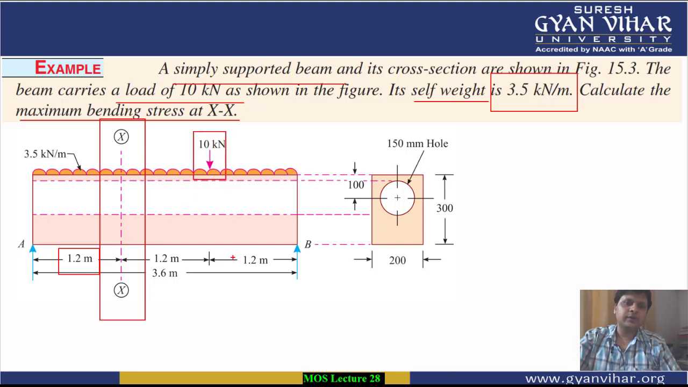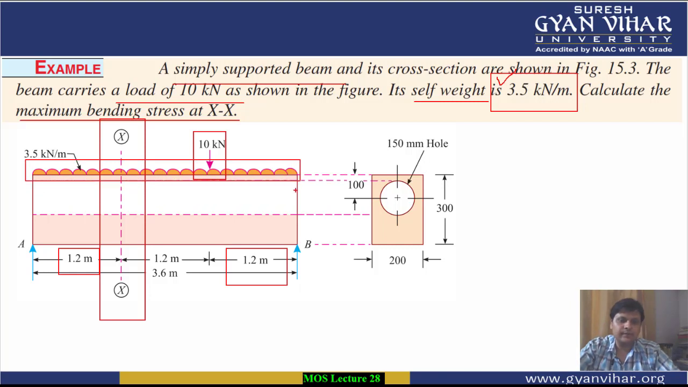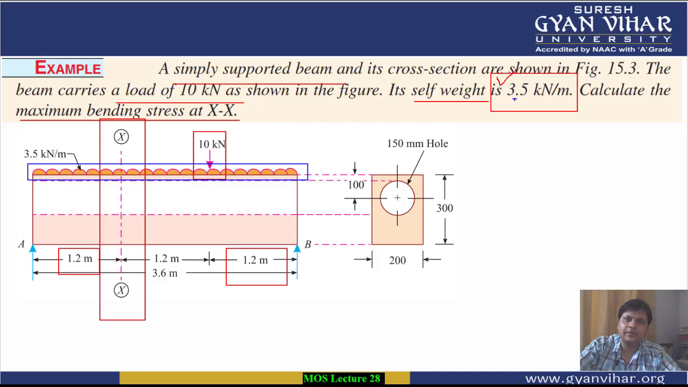The load which is acting is a 10 kilonewton load, and it is acting at 1.2 meter from support B, as given. And the self weight of the whole beam is 3.5 kilonewton per meter. This also has to be considered. Always the self weight of the beam is taken as a UDL, students. This you should keep in mind. So the UDL is 3.5 kilonewton per meter.